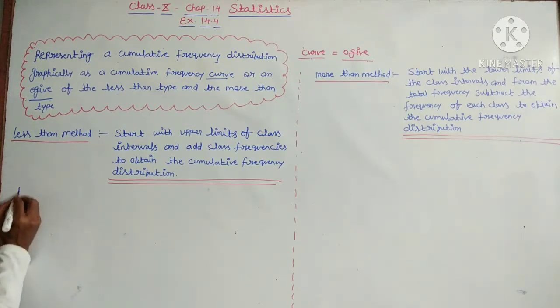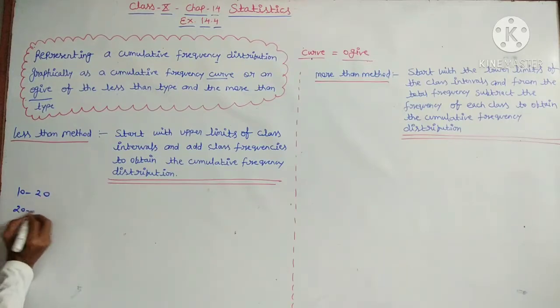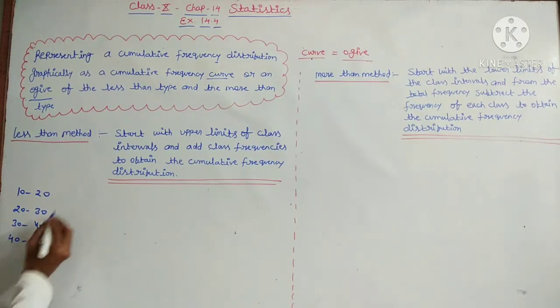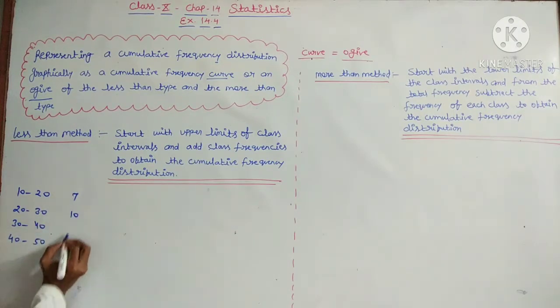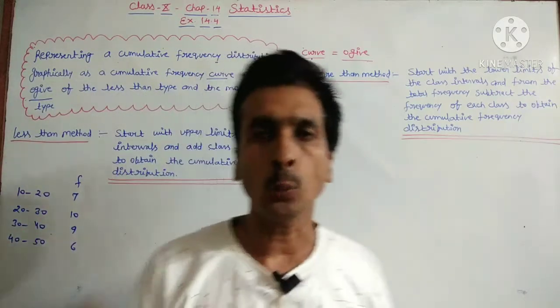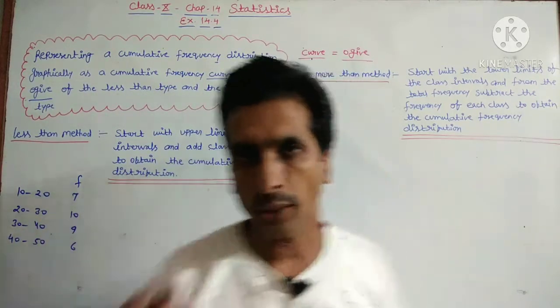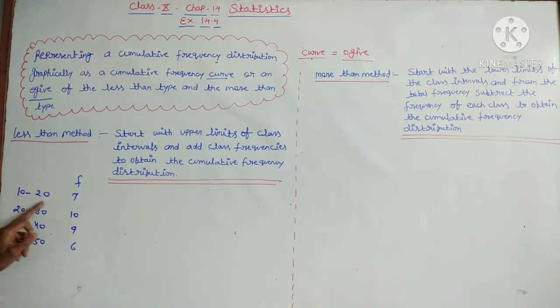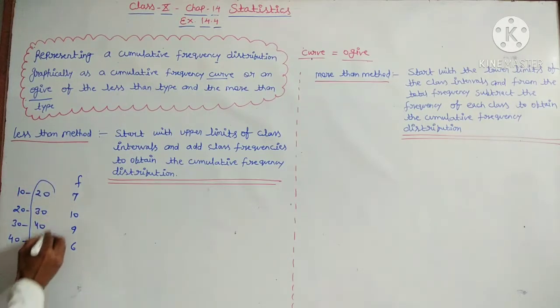Take the example 10 to 20, 20 to 30, 30 to 40 and 40 to 50. You will take the frequencies 7, 10, 9 and 6. Okay, start with the upper limit. So always remember, in the less than method you will choose only the upper limit. Upper limit means, here it is 10 to 20: 10 is the lower limit and 20 is the upper limit. So you will take these values 20, 30, 40 and 50.